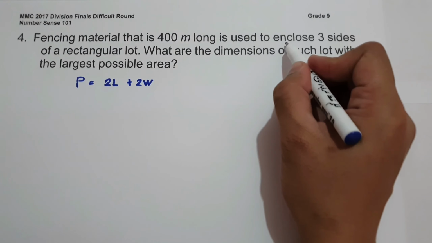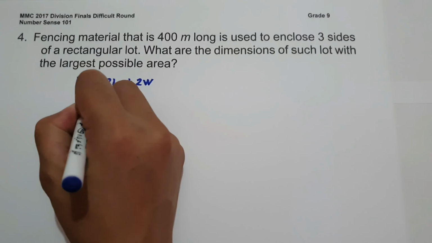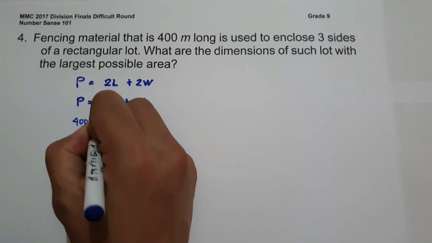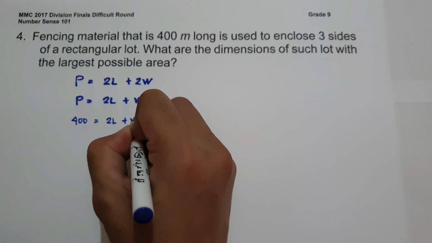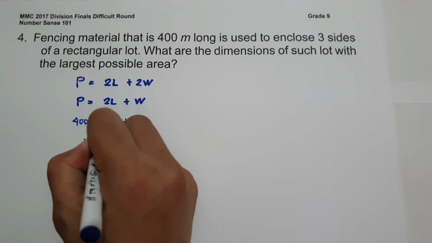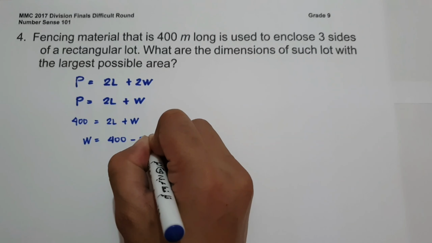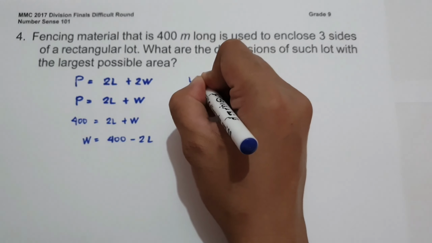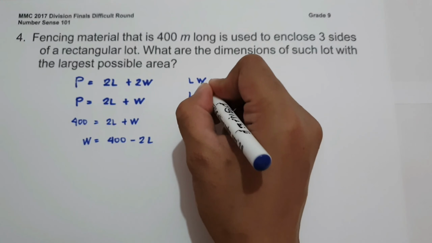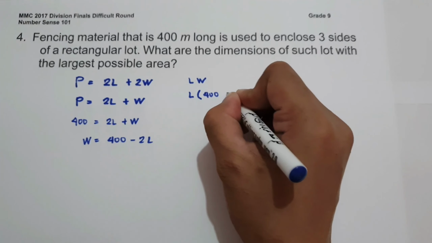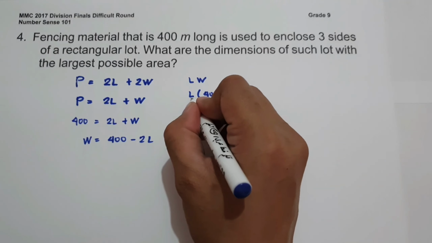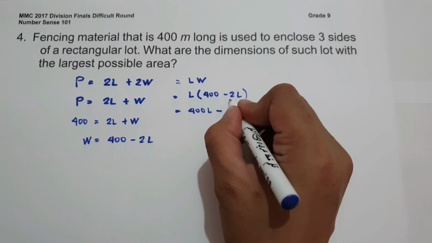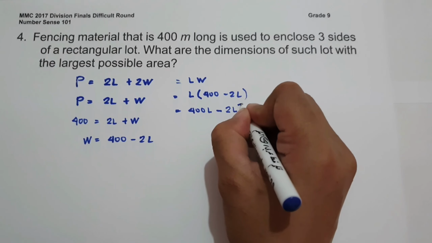But we are being required to enclose 3 sides. So therefore, our formula is perimeter equals 2 length plus width. And since the perimeter, that is 400, equals 2 length plus width, let us have width equals 400 minus 2 length. And the formula for the area of a rectangle, that is length times width. So if we are going to have length and the value of width, that is 400 minus 2 length, let us have length times 400, that is 400 length, minus length times negative 2 length, that is 2 length square.